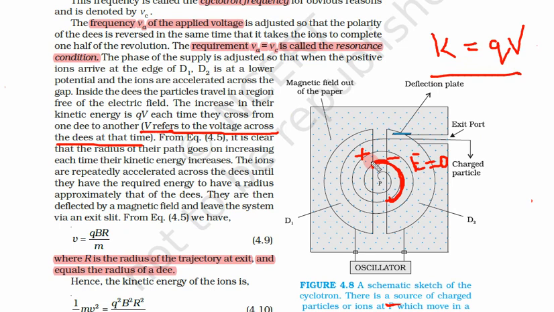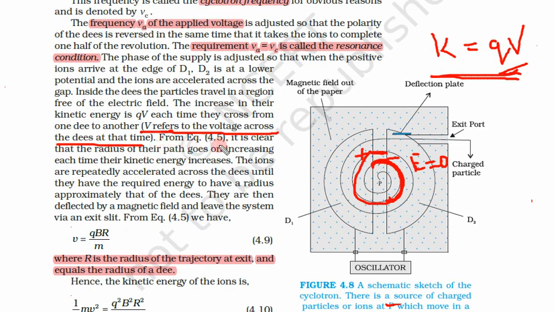So every time they reach the edges of the D's, their kinetic energy is increased. Again here it is increased, then they move, then again it increases. So at the gaps between the D's, their kinetic energy is increased by qV. Q is the charge on the particle and V is the voltage across the D's at that time.